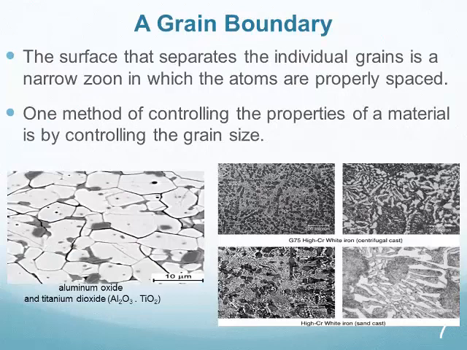A grain boundary is the surface that separates the individual grains. It is a narrow zone in which the atoms are not properly spaced. One method of controlling the properties of a material is by controlling the grain size.